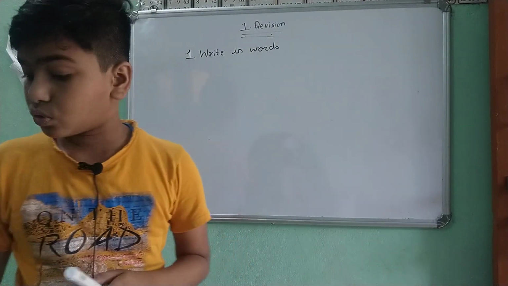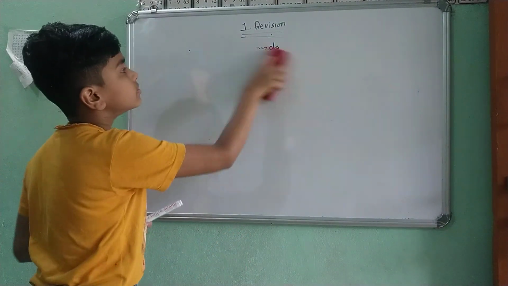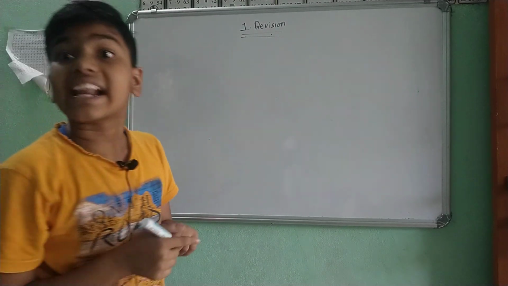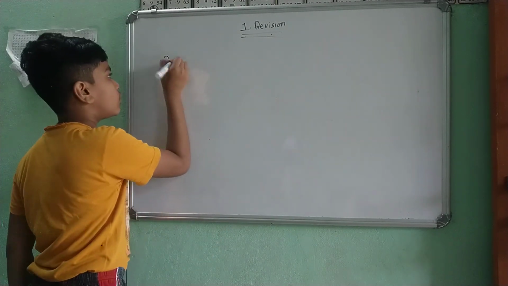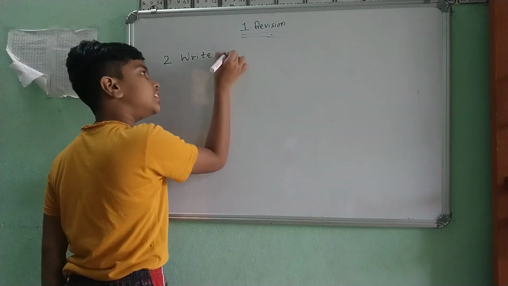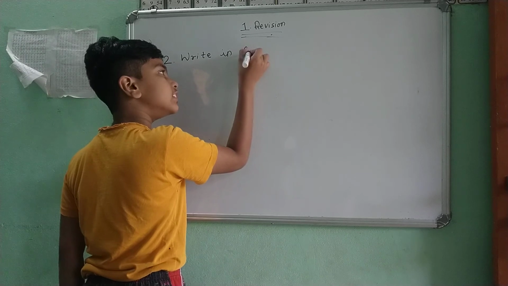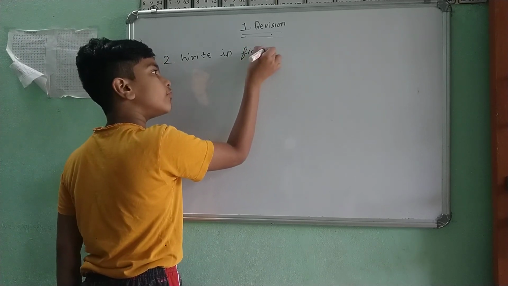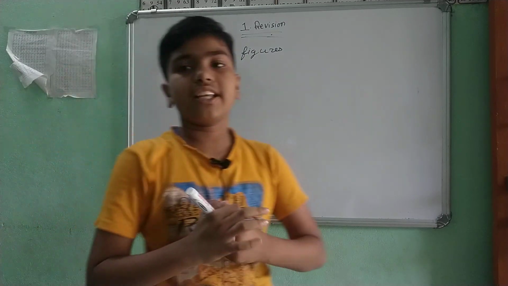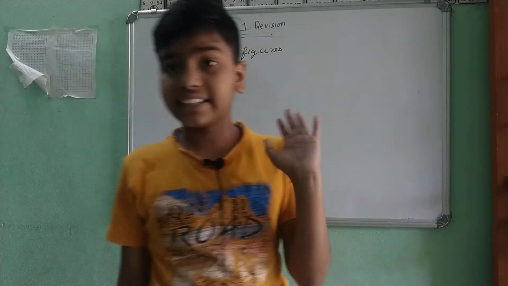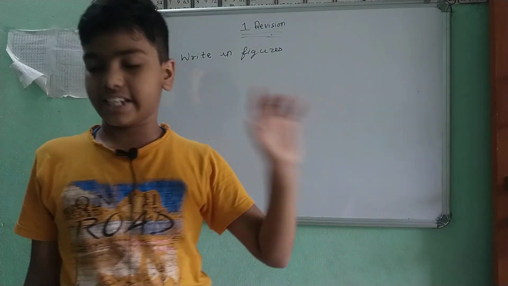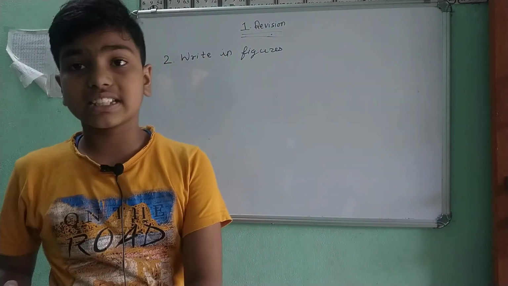Now second Roman. Second Roman is write in figures. Write in figures. Figures means to write the number. It means it will be given in words, and you have to write it in a number. Now, writing in a number is a little bit confusing, but I can clear it up. Okay, 6067.